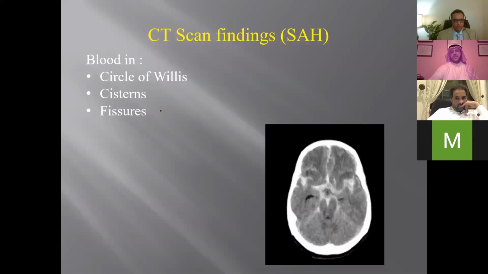And the third feature for subarachnoid hemorrhage in CT scan, you're going to see blood again in the fissures. As you see, these are the fissures here and here. So they will be filled by blood.